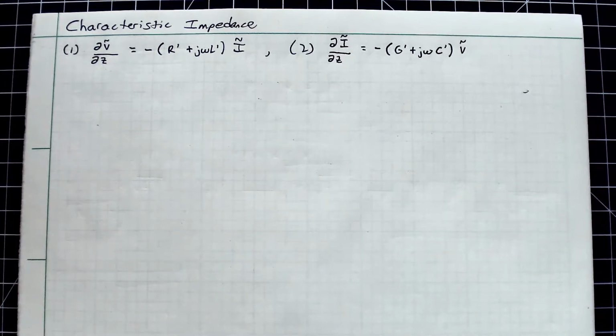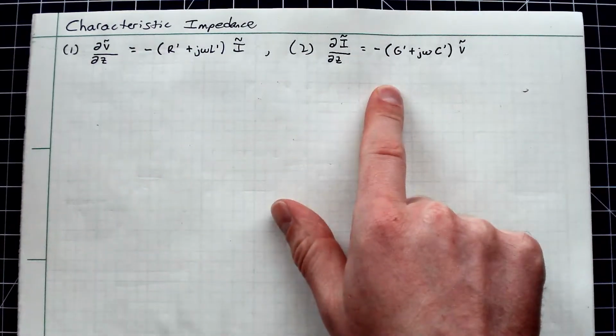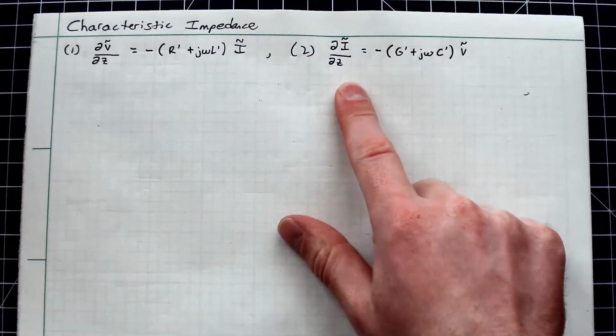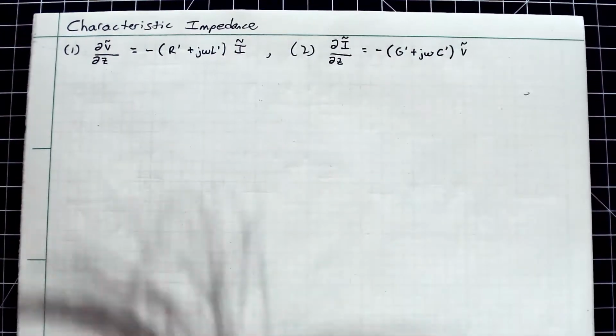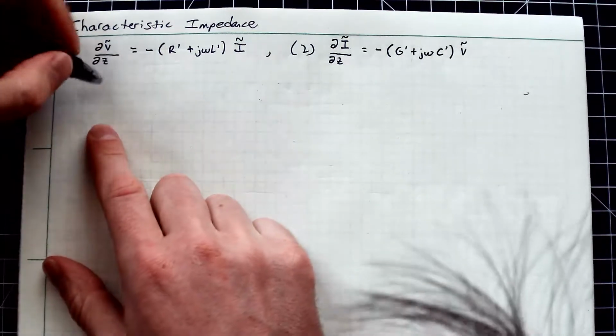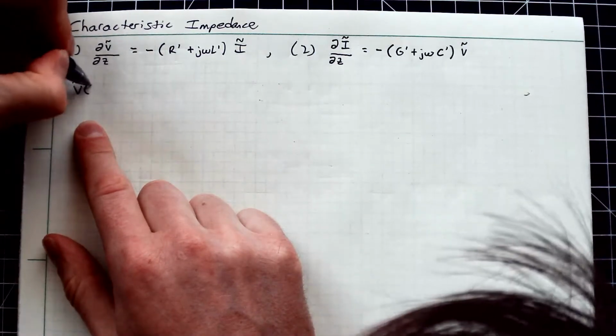Everybody, I'd like to give you a quick introduction to the idea of characteristic impedance as it pertains to transmission lines. So you notice I've written down the telegrapher equations here. Here's the voltage derivative and then the current derivative over here. And for the sake of argument, let's just imagine what would happen if I had a single wave traveling to the right. So I'm going to write a general solution for that.